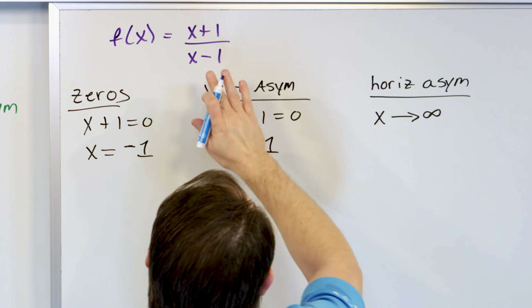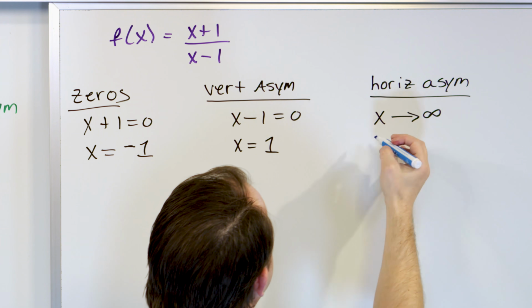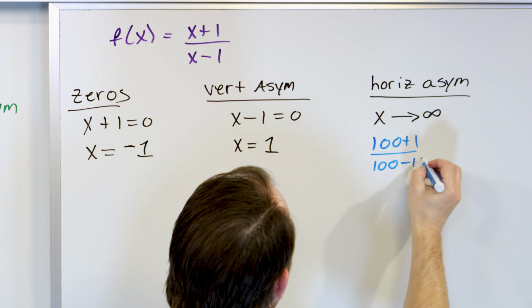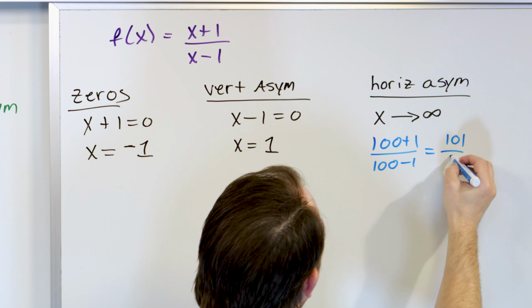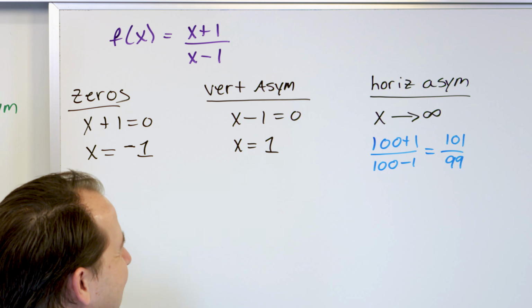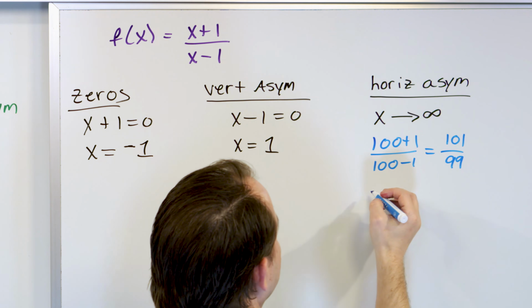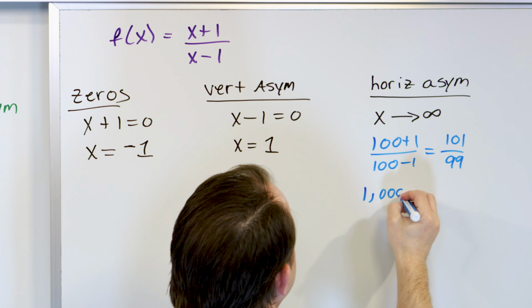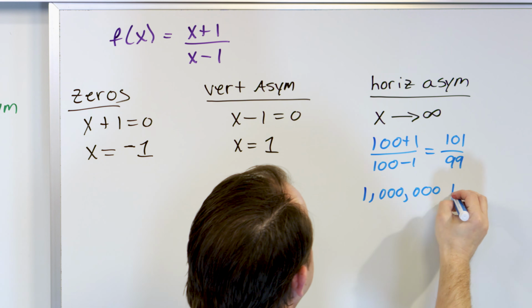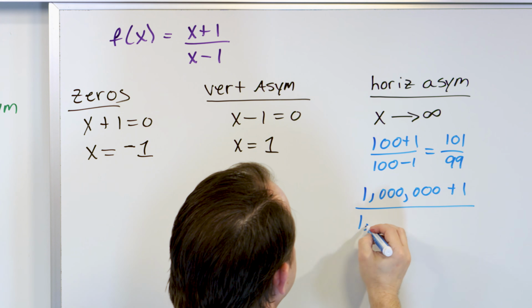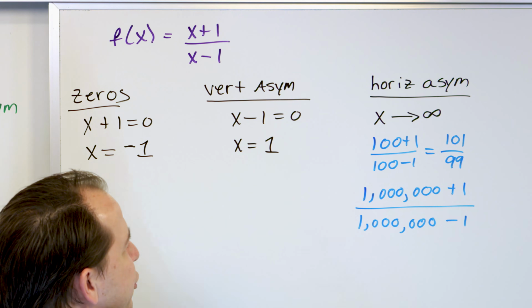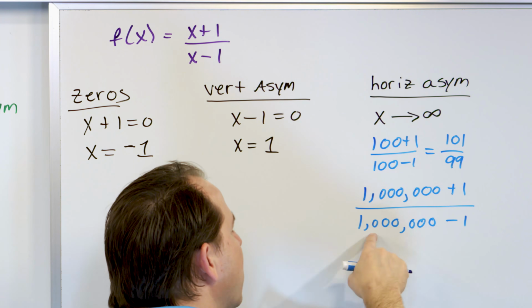Let's take 100, right? If x is 100, it's going to be 100 plus 1 over 100 minus 1, which is what? It's 101 over 99, right? So that's what it would be if x were 100. But if x were like a million, then you would have 1,000,000 plus 1 over 1 million minus 1. So you're going to have 1,000,001 divided by 999,999.